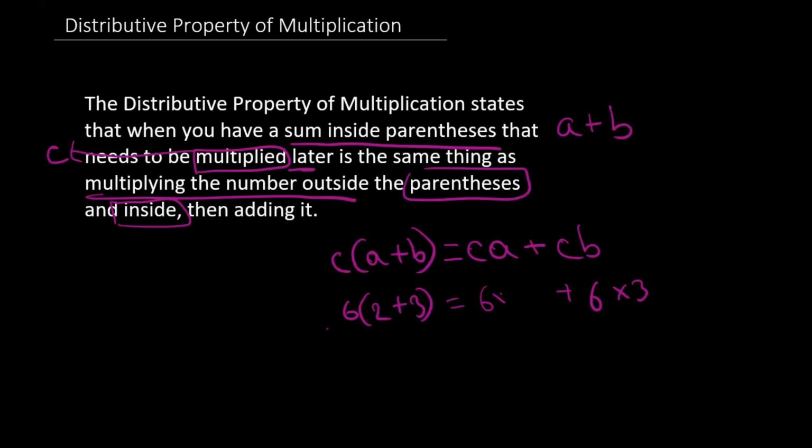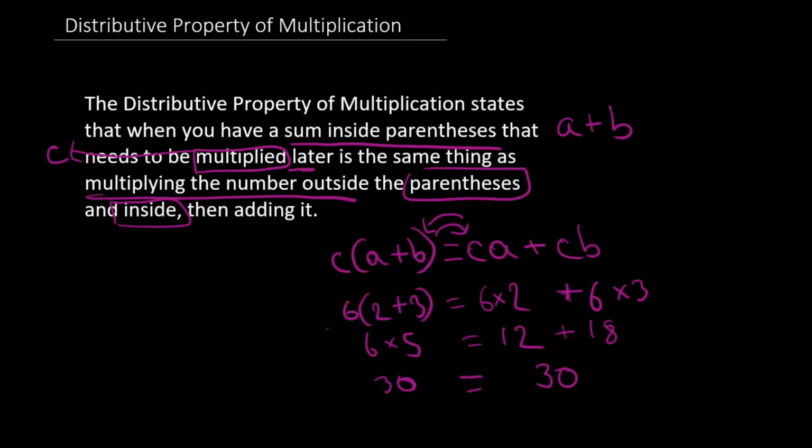Okay, 6 times 2, and then you add it, you'll get the same answer. Let's try it out. So 2 plus 3 is 5, and 6 times 5 equals 30. 6 times 2 is 12. 6 times 3 is 18. What is 18 plus 12? Well, that is 30. So basically these two are the same thing.